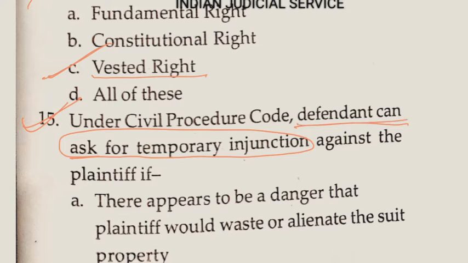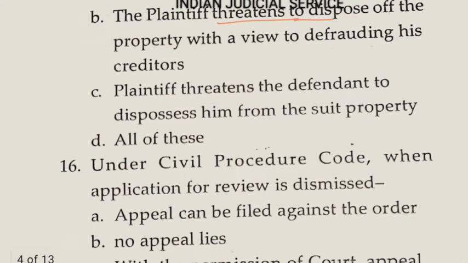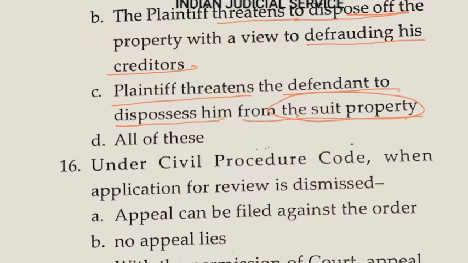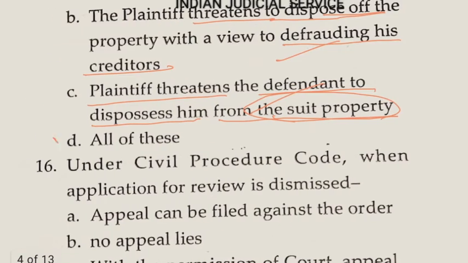This is very important. So the defendant can ask for a temporary injunction against the plaintiff if, option A, there appears to be a danger that the plaintiff would waste or alienate the suit property. This is very important. Now second one, the plaintiff threatened to dispose of the property with a view to defrauding his creditor. Option C here, the plaintiff threatened the defendant to dispossess him from the suit property. So all these statements are correct in the matter relating to where the defendant asks for a temporary injunction against the plaintiff. So all these conditions are there. So the answer is here option D.